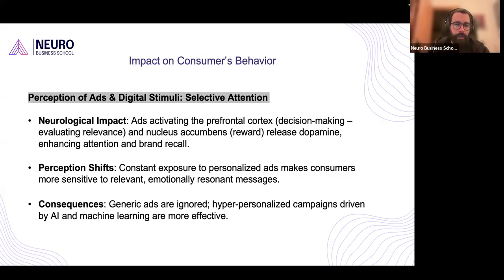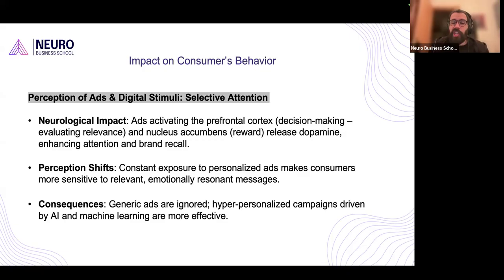Okay, perception shifts. That means that the constant exposure to personalized ads, because normally we are targeting the content to the potential audience, makes the consumer more sensitive to relevant content. So if you are delivering content that is not relevant to them, not appealing to them, they will not be eye-caught. They will not be interested in your content, in your speech. And obviously, if this content is emotionally resonant, that will be better.